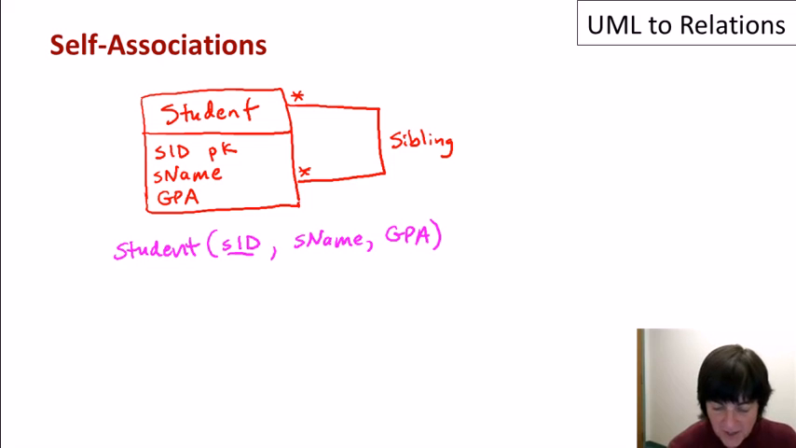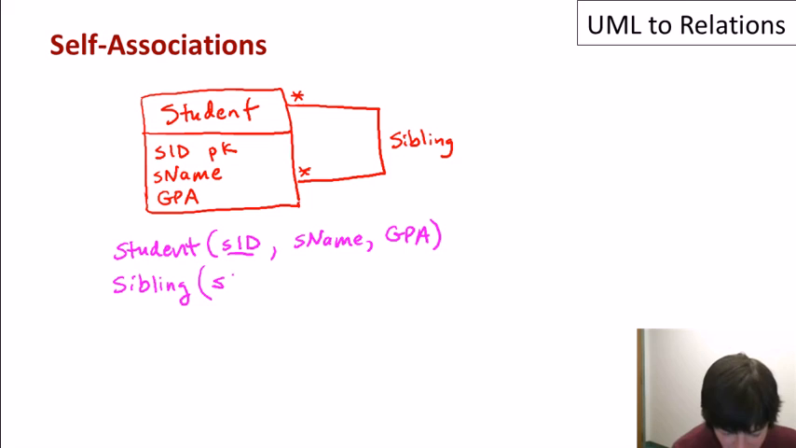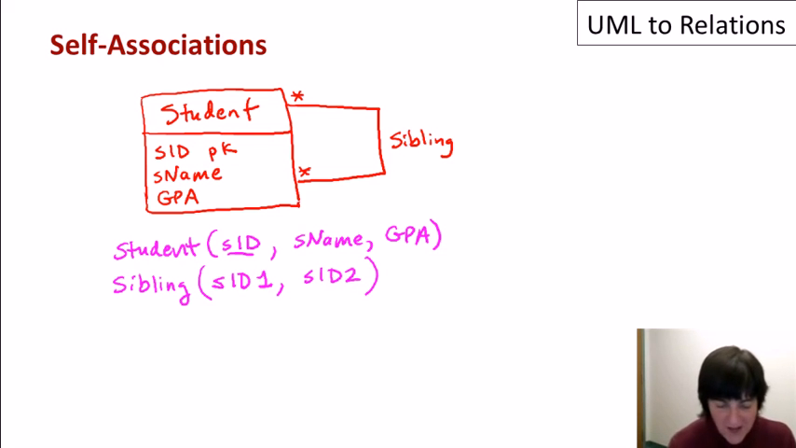And then we generate a relation for our association, just following the same rule we already had when we had an association between two different classes. So we need to grab one key from each side. Well, it's the same side that we're grabbing from. So the one thing we need to do is just change the attribute name so that we have two instances of the key attribute from the class, but they have different names. So you can see what we're doing here.